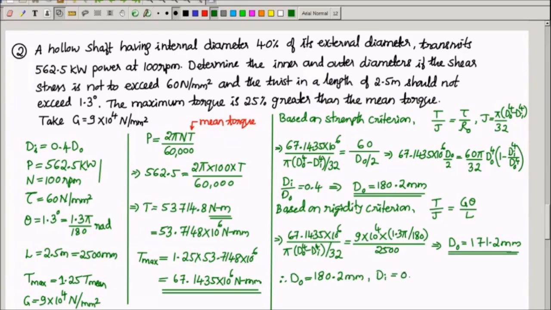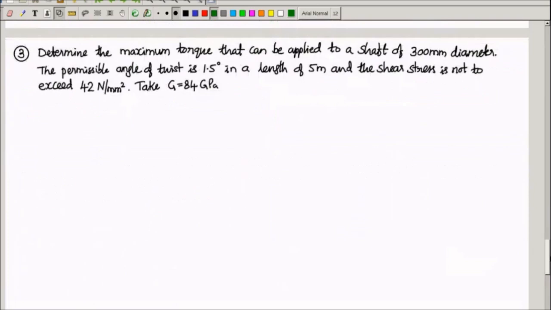And Di, you take 0.4 into D naught and calculate what it is. It comes out to be 72.08 mm. So this should be the cross section of the shaft. This is the final answer. We'll go to one more problem.